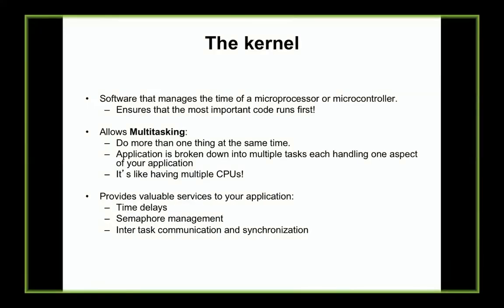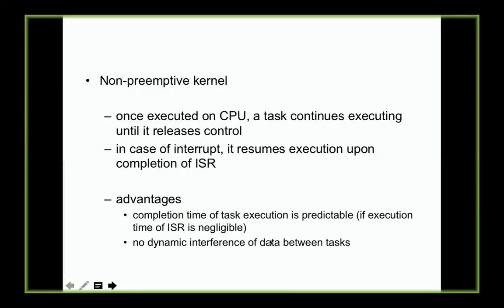Now, how many types of kernels are there? Kernels are of two types. One is called a non-preemptive kernel, and the other is a preemptive kernel. Guys, this is often asked by most people, that you should be able to differentiate between them. That's something which you should be knowing. Right? Let's look at the non-preemptive kernel.